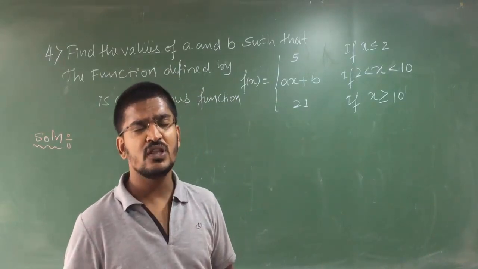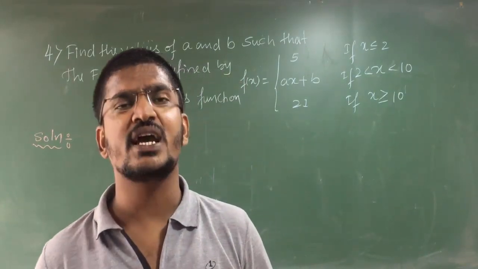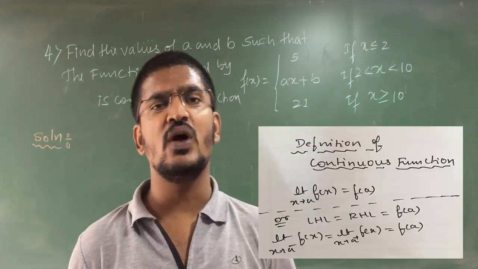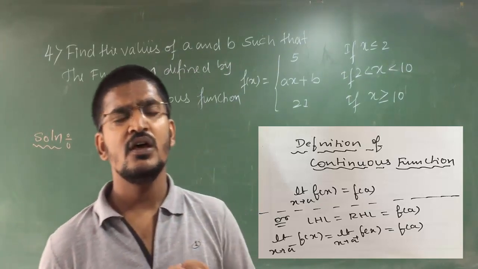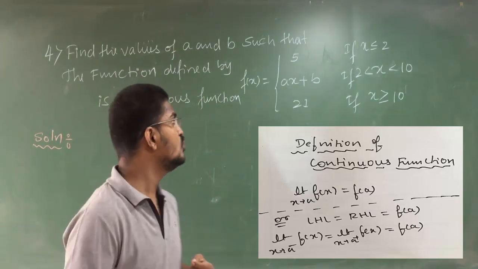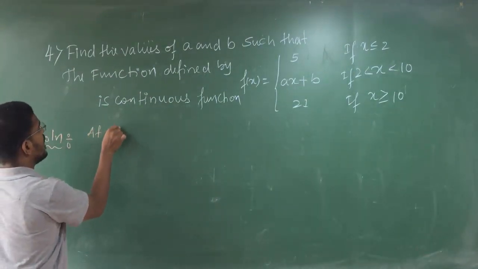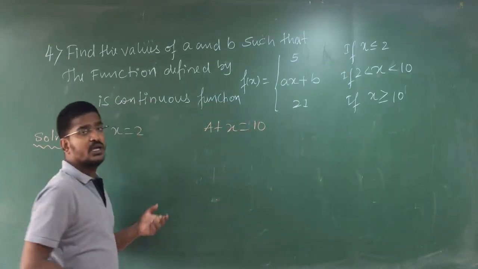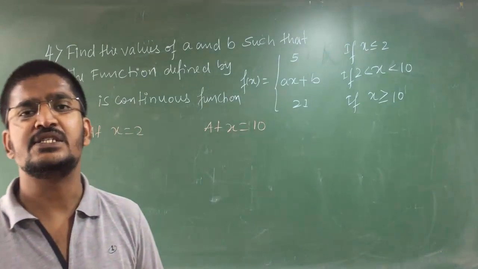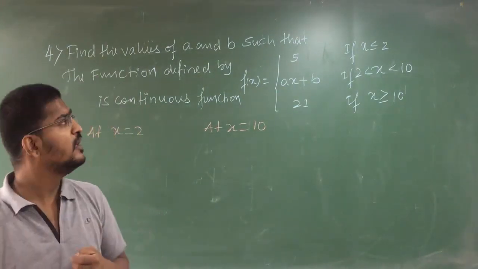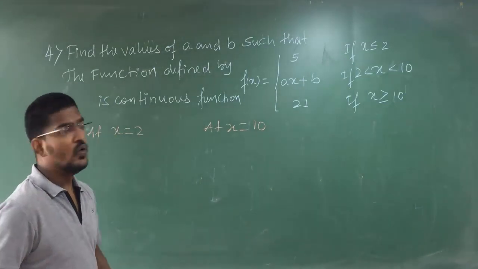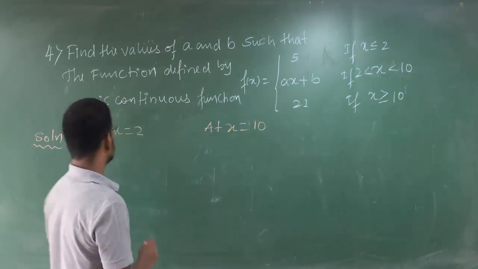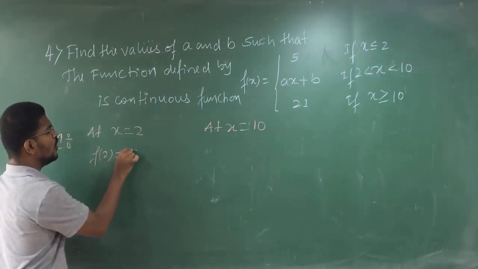Clear students? So for that reason we have to use the condition of continuity, that is limit x tending to a of f of x is equal to f of a. So we have 2 points, at x equal to 2 and at x equal to 10. You have to solve at both the points to find the values of a and b. Let us take x equal to 2. See here, at x equal to 2 your answer is 5. So that means f of 2 equal to 5.